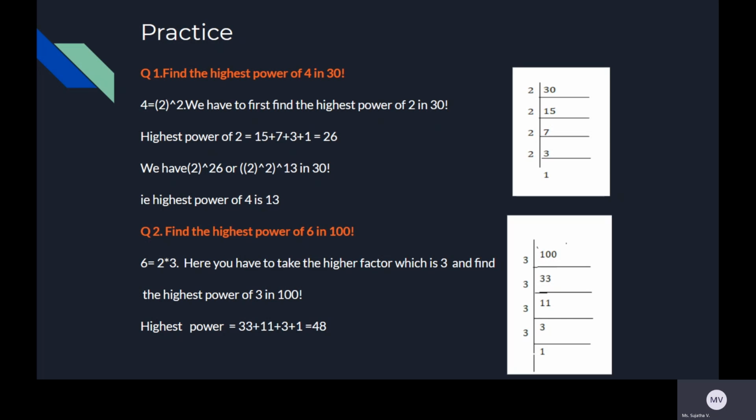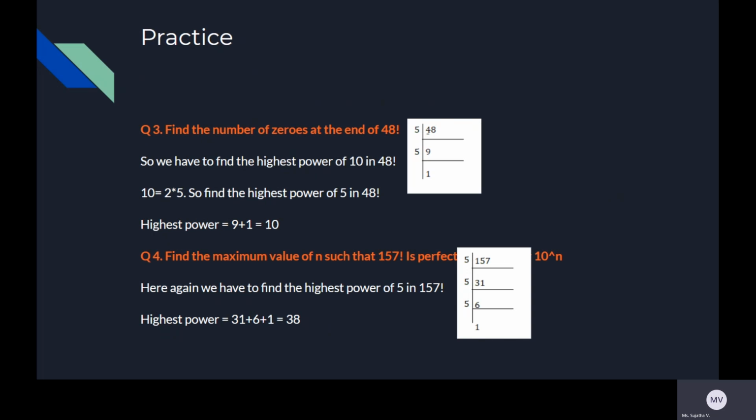Now another way of asking this question would be, find the number of zeros at the end of 48 factorial. What is actually being asked here? Number of zeros means number of tens. You have to find all the tens, or the highest power of 10 in 48 factorial, right? So 10 is a composite number, so we have to prime factorize it. We factorize it into 2 and 5, right? Which is the higher factor here? The higher factor is 5. So we find the highest power of 5 in 48.